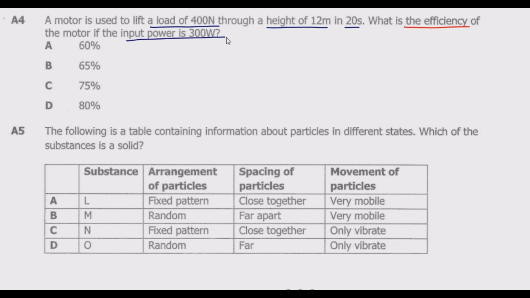So the first question is, how do we calculate efficiency? Efficiency is given by the output, which in this case is power, divided by the input, which is also power, then multiplied by 100%. So now we know what the input is. This input is 300 watts. Then can you find the output? You can find the output using the formula for finding power.